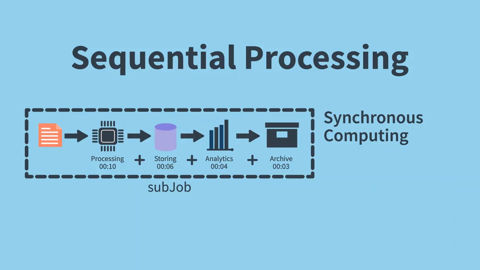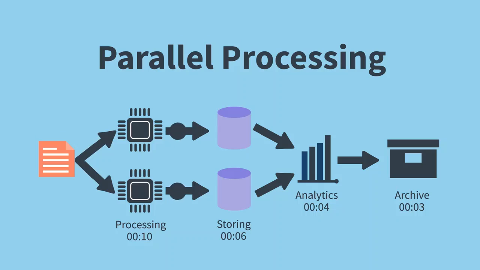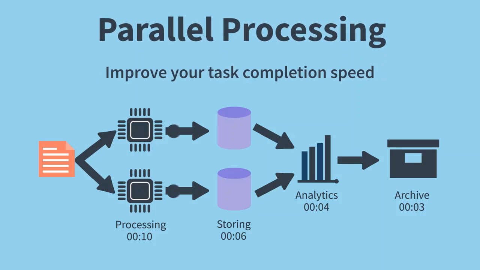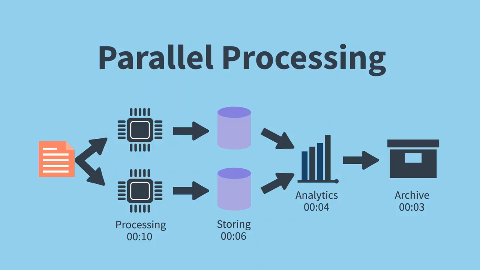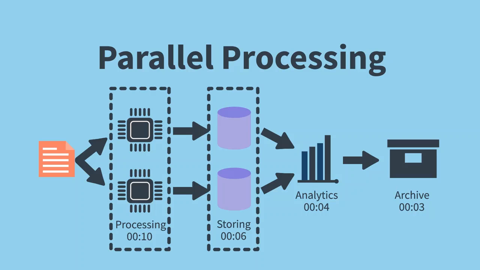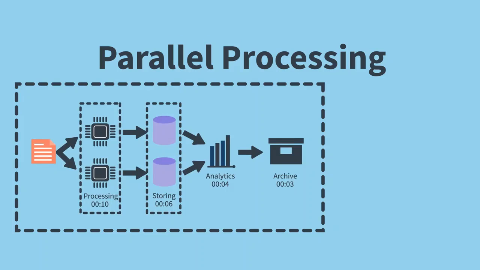The total time it takes for a job to complete includes the sum of the times taken by the individual subjobs it contains. In parallel processing, multiple instances of certain subjobs can be run in parallel so that the work is distributed among the subjobs. Although there are environmental considerations, such as application and hardware capacity, in general, this design can improve your task completion speed. In this example, the task for processing and storing data is shared by two subjobs, which reduces the execution time from 23 to 17 seconds.